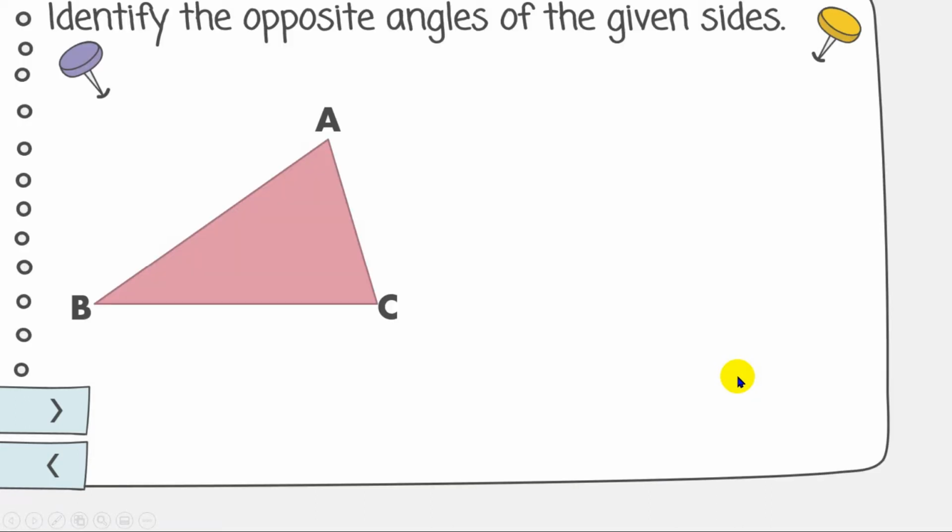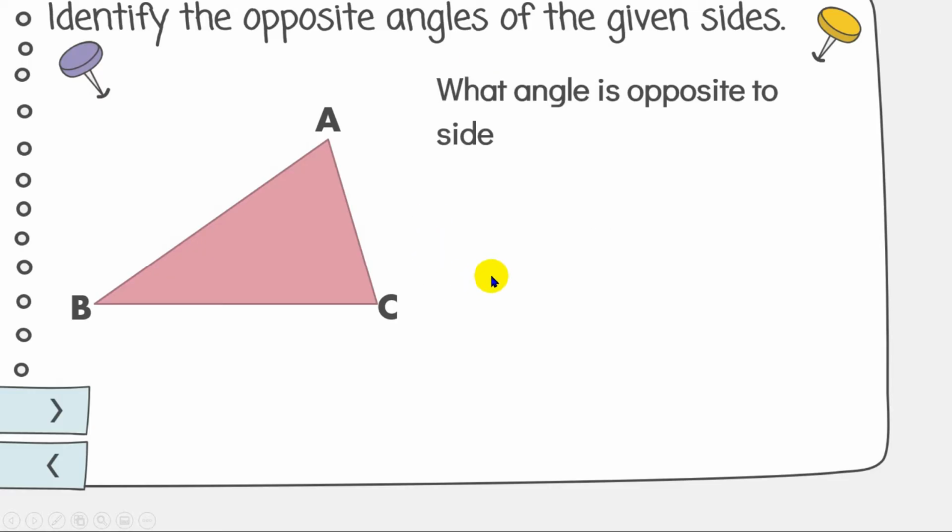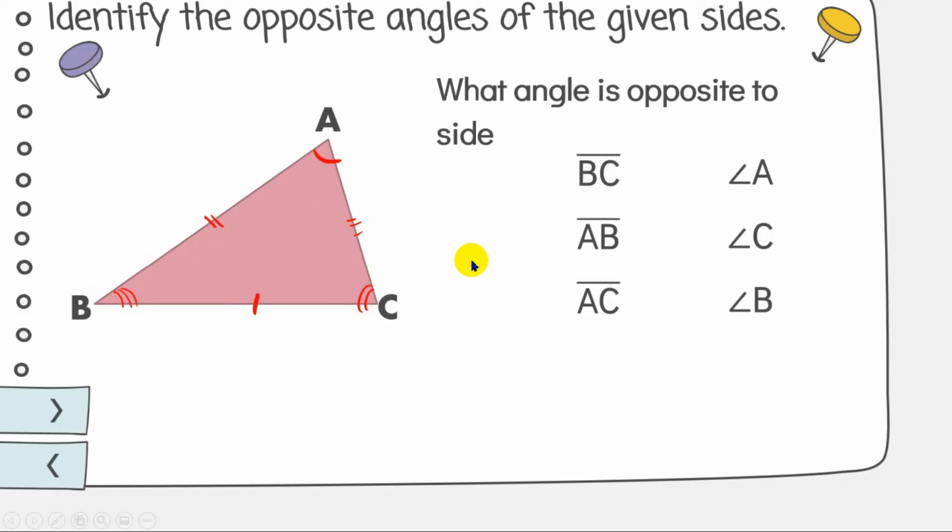Okay, so let's begin. Let us have this triangle ABC, and we're going to identify the opposite angles of the given side. So what angle is opposite to side BC? So this is side BC, this one. Ano daw ang angle opposite to it? So we have angle A. How about side AB? What angle is opposite to side AB? And that is angle C. Then the last one, we have side AC. What angle is opposite to side AC? It's no other than angle B. Okay? So that's for our first example.